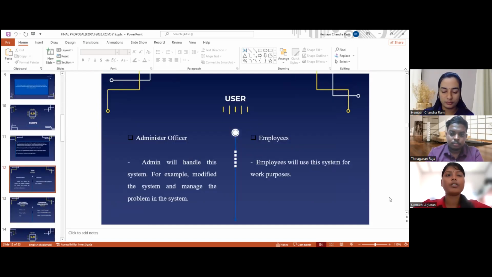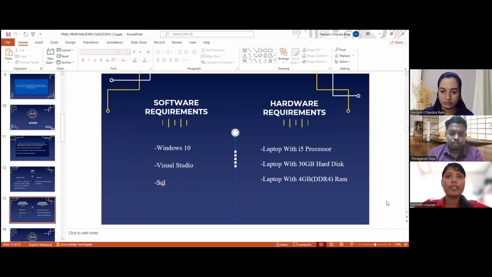Next, for the scope, we'll get to know that administrator officers and employees are our potential users. The administrator officer is the admin for this system, and the admin will handle this system, for example, modify the system and manage problems in the system. Secondly, the employees become our target users because they will use this system for work purposes and they always prefer a strong password. Next, these are the software and hardware requirements for our project.